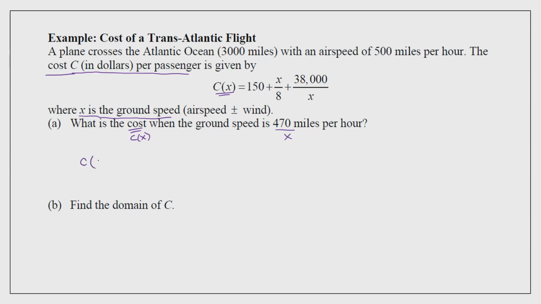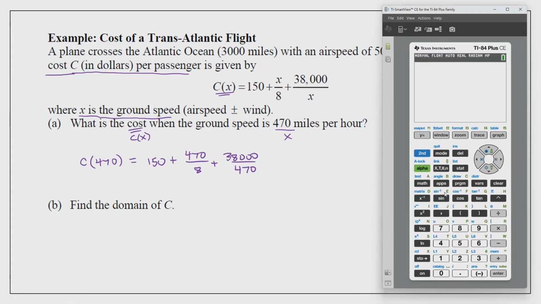So evaluating C of x when x is 470, we can substitute in the value 470 for x to get our answer. Okay? And so let's plug that into our calculator. All right, so here's our calculator. So I have 150 plus the ratio 470 divided by 8 plus 3. Let's do the ratio first. 38000 divided by 470.